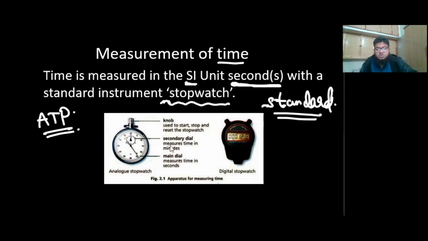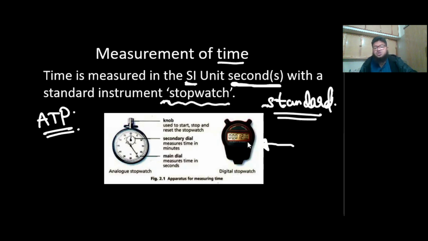Okay, stopwatches are of two types. There is an analog stopwatch or a digital stopwatch. Well, this doesn't really matter. It's a digital stopwatch that is usually available to us in the labs, but this is how the analog stopwatch looks like. Well, the difference between them is their accuracy and precision. The digital stopwatch is more precise and more accurate as compared to the analog stopwatch.